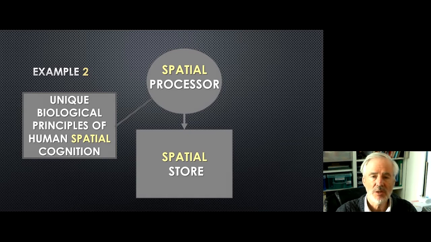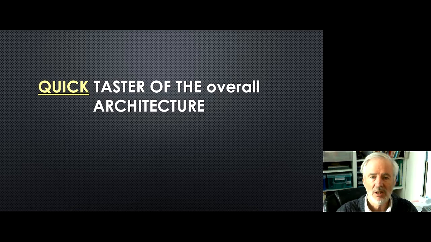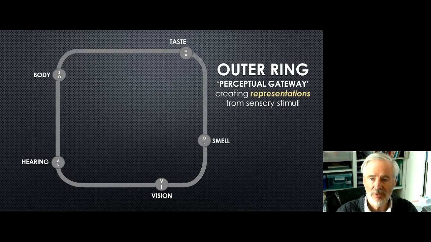Again, take the spatial system. We have a spatial system in the brain, we have a spatial system in the mind. Here it's nicely wrapped up in a basic design of processor and store, and indeed the processor incorporates the special principles of human spatial vision. And likewise for meaning, you might call this a semantic processor, but it certainly incorporates more than language. The conceptual processor and the conceptual store do the same job, but they're following principles of conceptual cognition. All these unique biological principles represent our, as it were, biological starter set, our biological inheritance, what we inherit as humans. So here's a very rapid taster of the overall architecture that I showed very briefly earlier on.